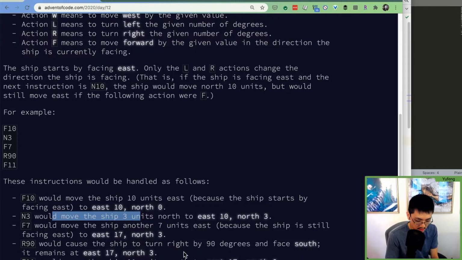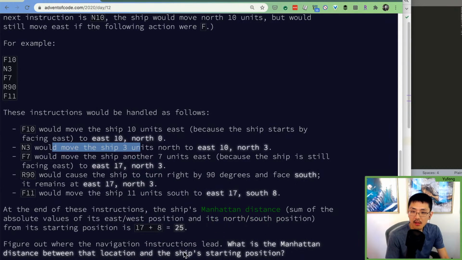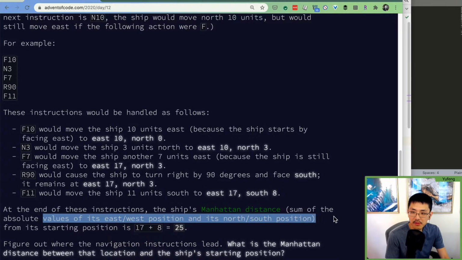It remains there. So we'd say turn 90. And then F11 would move the ship 11 units to the south. So 4 minus 11, so we're at negative 8, aka south 8. The ship's Manhattan distance, the sum of the absolute values of the east-west position and north-south position from its starting value, is that.